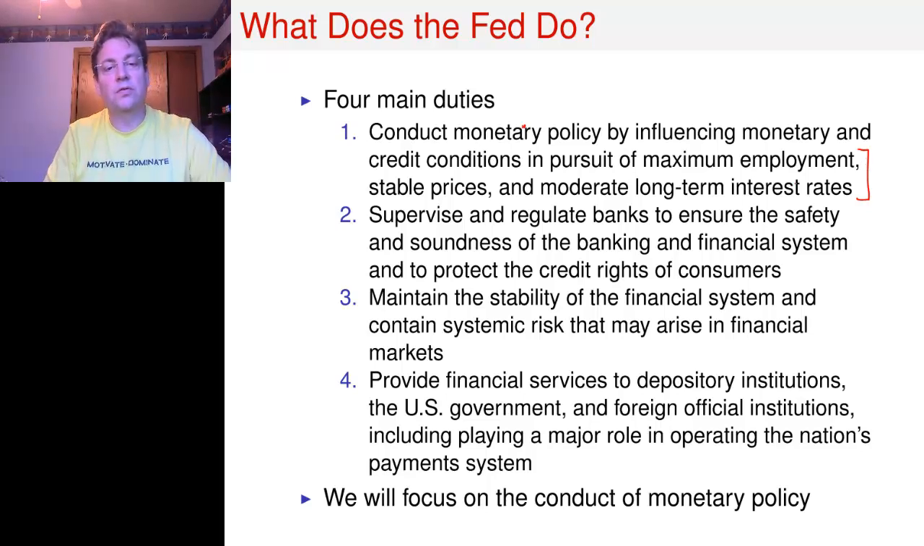A second duty is to supervise and regulate banks, to ensure the safety and soundness of the banking and financial system, and to protect the credit rights of consumers. Third is to maintain the stability of the financial system and contain systemic risk that could arise from financial markets. Systemic risk means risk that affects the entire financial system. And fourth, to provide financial services to depository institutions, the U.S. government, and foreign official institutions.